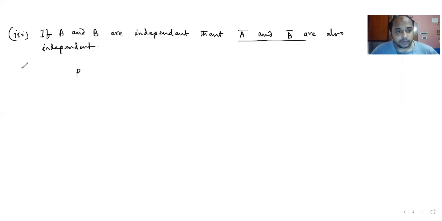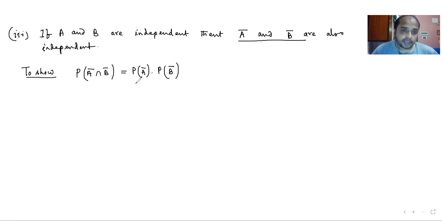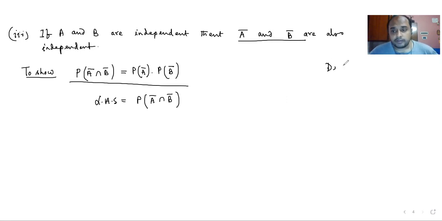So we need to show that probability of A bar intersection B bar is equal to probability of A bar into probability of B bar. This is our requirement. We need to show this. Let's start with the left hand side: probability of A bar intersection B bar. Now try to recall De Morgan's law.